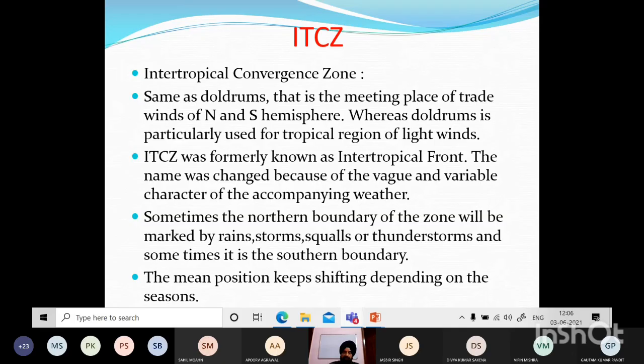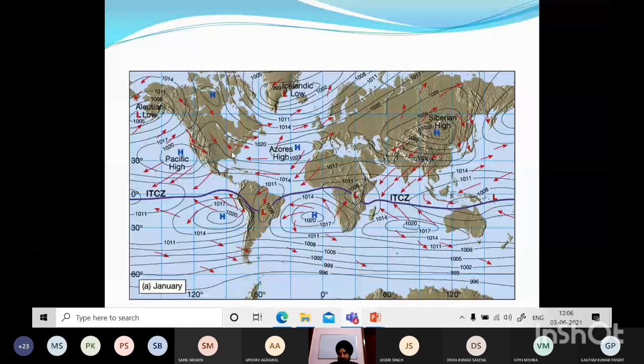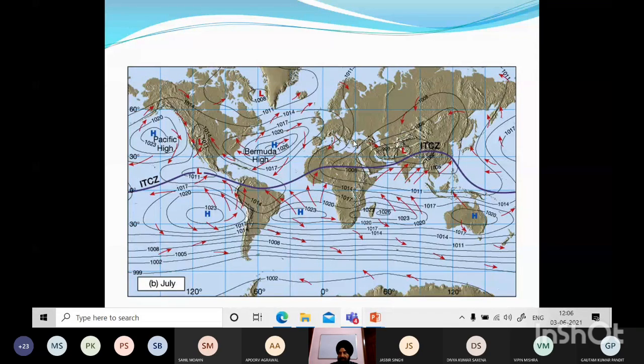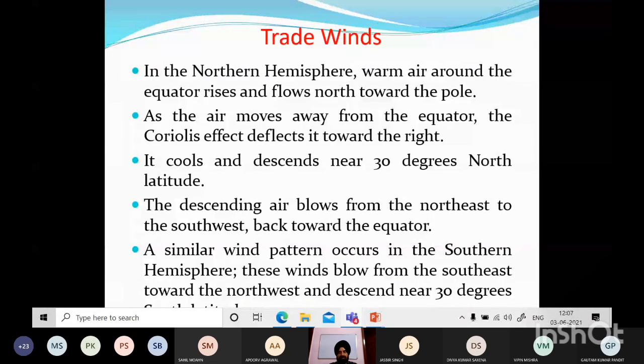अगर आप इसकी position देखिए तो you see in the month of January this is close to equator, then comes here, so it always remains in January between 0 to 10 degree. But if you see in July, now the sun is more on the northern hemisphere, so this ITCZ or doldrum area they shift like this. So this becomes your ITCZ, whole area shifts like this. Now this is due to the sun's altitude. So ये तो simple आ गया कि this is what basically doldrums or ITCZ. This is the meeting place.